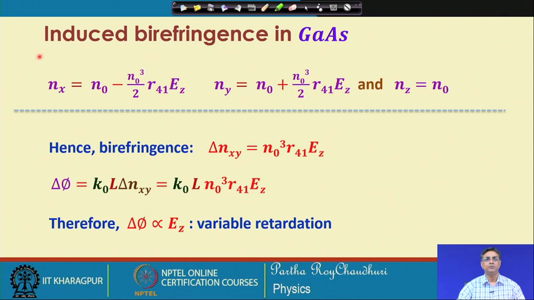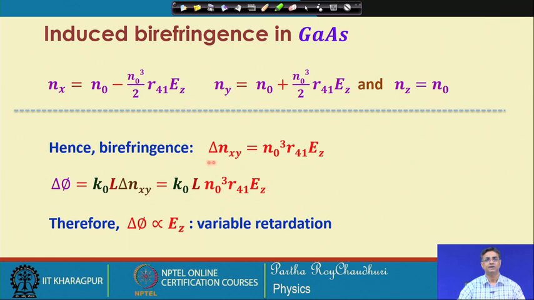The induced birefringence now is n_x equal to this, which is less than n_0, and n_y is more than n_0 by the same amount, n_z equal to n_0, the original refractive index. Hence the birefringence, that is the difference in n_x and n_y, will be just this, because half of this is here, half of this is here. So the difference will be this quantity. So the phase difference will be k_0 L delta n_xy.